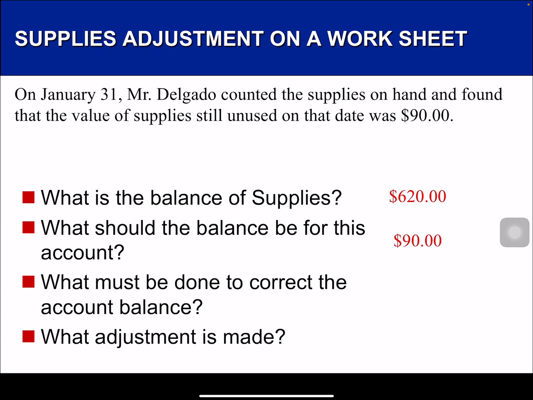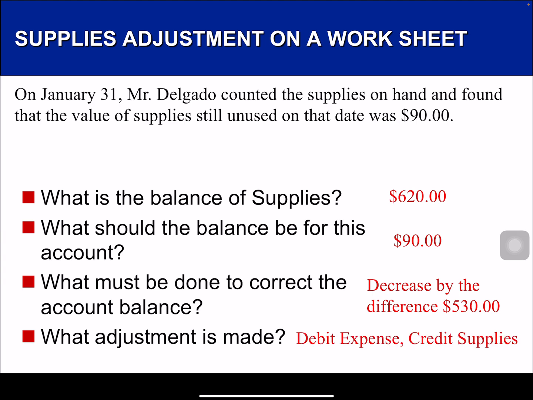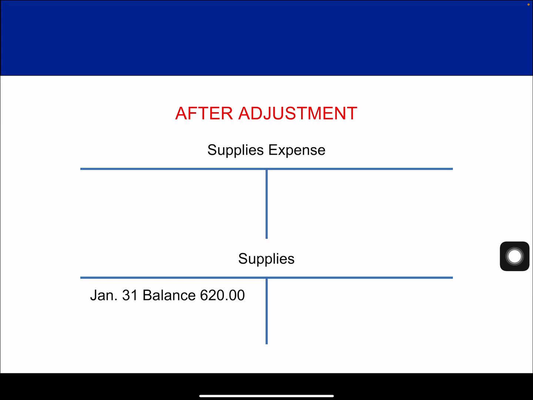What must be done to correct this balance? We have to decrease our supplies by $530. 620 minus 90. We used up $530 worth of supplies to run our business this fiscal period. What adjustment has to be made? We're going to debit the expense and we're going to credit supplies. So if we credit supplies by $530, that's going to make it go down.